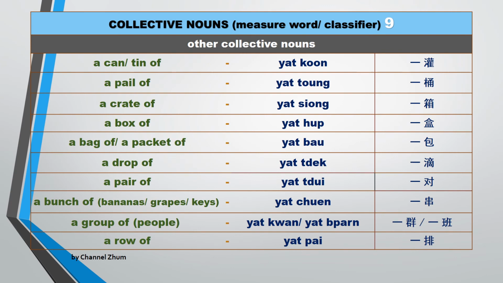Other collective nouns: a can or a tin of, 一罐. A pail of, 一桶. A crate of, 一箱. A box of, 一盒. A bag of, or a packet of, 一包. A drop of, 一滴. A pair of, 一對. A bunch of, 一串. A group of people, 一群, or 一班. A row of, 一排.